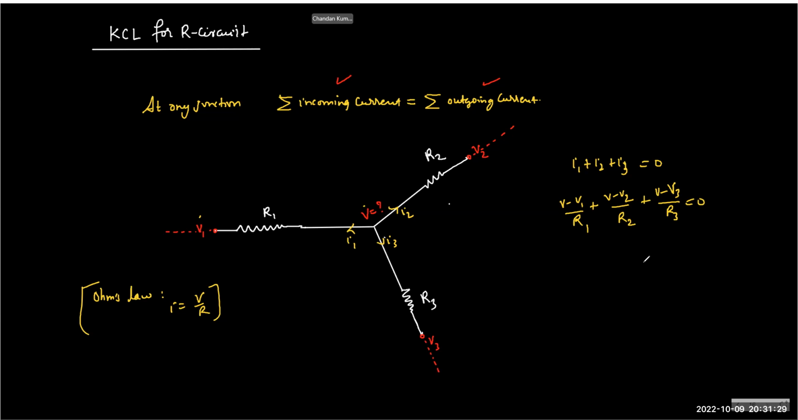Is this clear to all of you? Yes, sir. Now you have to find V. So rearrange. Take all V terms together. So I can write V times 1 by R1, 1 by R2, 1 by R3. And then I can take V1 by R1, V2 by R2. So V turns out to be how much?